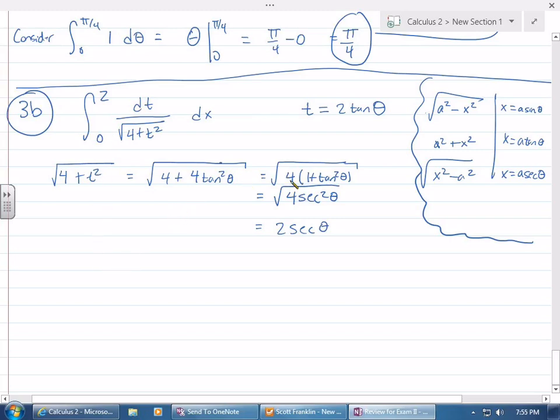I factored the 4 out of both of these. They both have a 4, so pull the 4 out. You're left with a 1 and a tangent squared. Tangent squared turns into secant squared. 1 plus tangent squared is secant squared. That's an identity from trig. Square root of 4 is 2. Square root of secant squared is secant, but secant is positive.